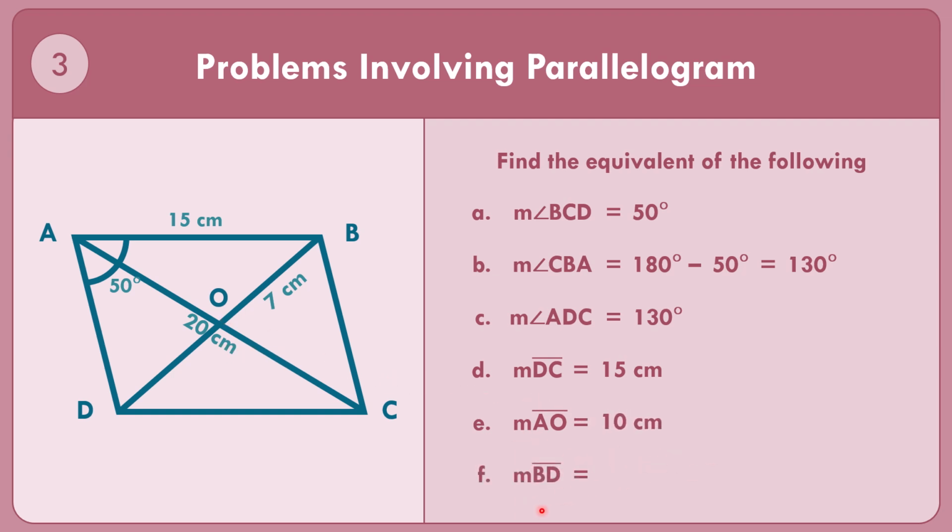How about letter F? Line segment BD. If line segment BO is 7 centimeters, and line segment DO is also 7 centimeters because diagonals bisect each other, how about line segment BD? We need to add 7 plus 7, the answer is 14 centimeters. So line segment BD is equal to 14 centimeters.